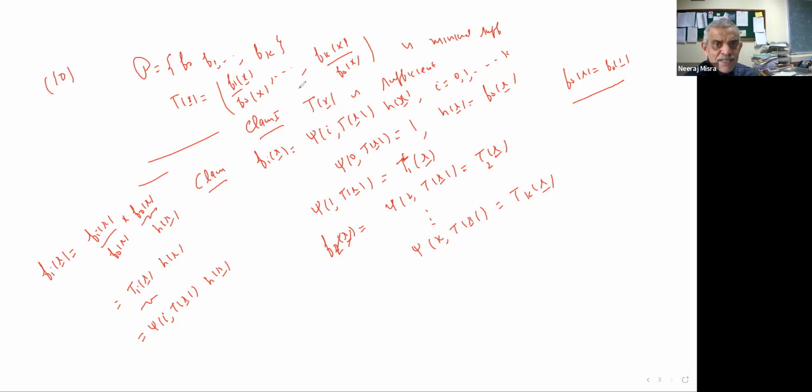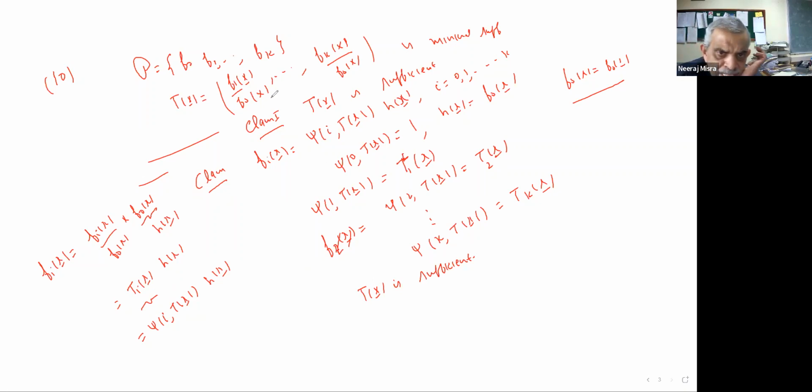So that means this proves that T(x) is sufficient. Is that clear or not? Is that clear to anyone? Everyone? I'm just trying to use the factorization theorem.